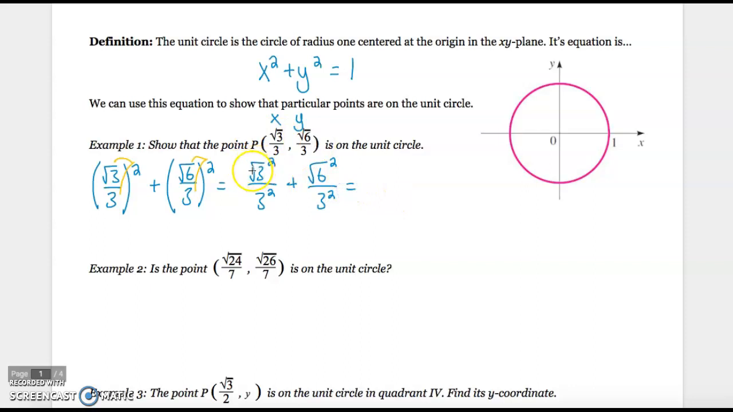And when you have the square root of a number squared, your square and square root are inverses of each other, so they cancel each other out. So really I'm left with just a 3 in the numerator of my first fraction over 9 plus a 6 in the numerator of my second fraction over 9. And I get 3/9 plus 6/9 would give me 9/9, which is in fact equal to 1. So I have shown that this point is on the unit circle because I've shown that it satisfies this equation.